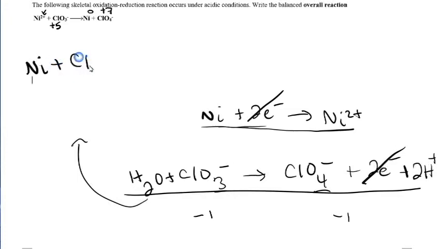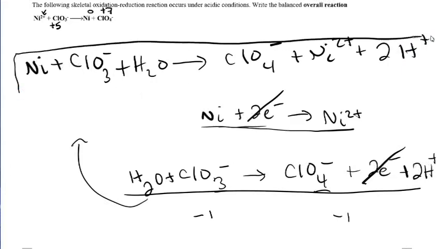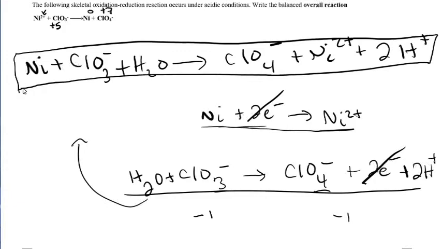We have the chlorate ion, we have water, we have perchlorate, we have nickel plus 2, and we have 2 hydrogen ions. So this equation is balanced under acidic conditions. Now if you wanted to do it under basic conditions, you would go ahead and add in 2 hydroxide ions here and eliminate any water molecules that may be present. However, we're only doing acidic conditions for this problem.